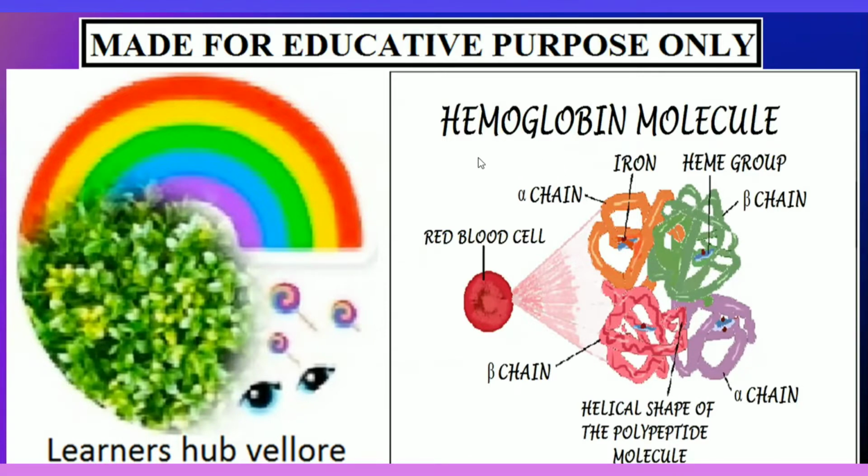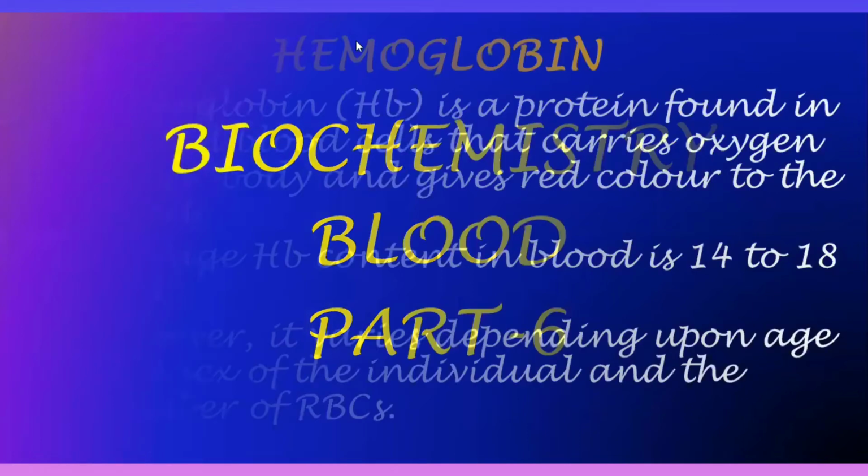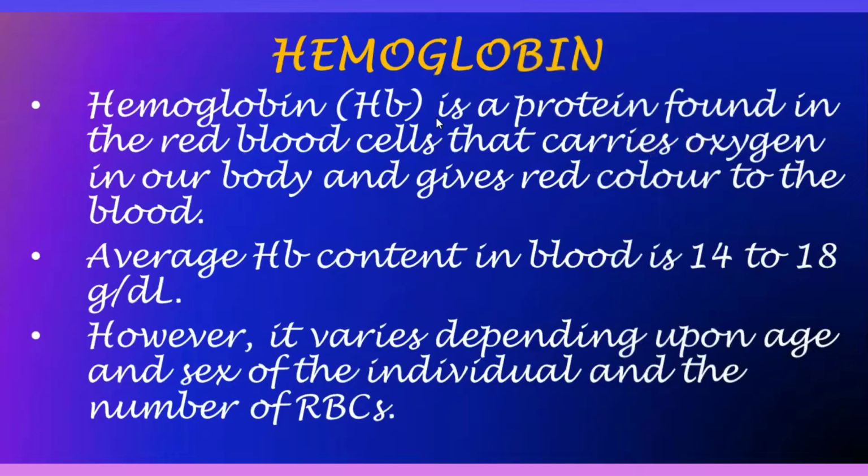This session is all about hemoglobin. Hemoglobin is a protein found in red blood cells that carries oxygen in our body. It carries oxygen and it gives red color to the blood. Average hemoglobin content in blood is about 14 to 18 gram per deciliter. However, it varies depending upon the age and sex of the individual and the number of RBCs.